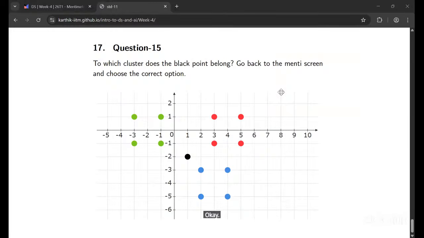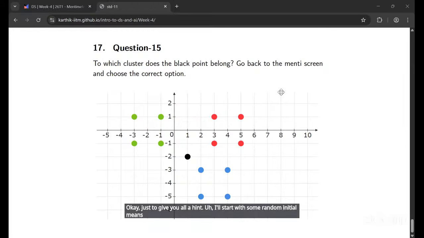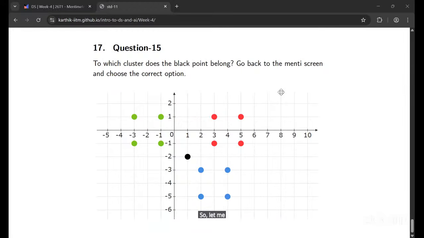Okay, just to give you all a hint, I'll start with some random initial means, okay? So let me give you just a minute, Yogesh.